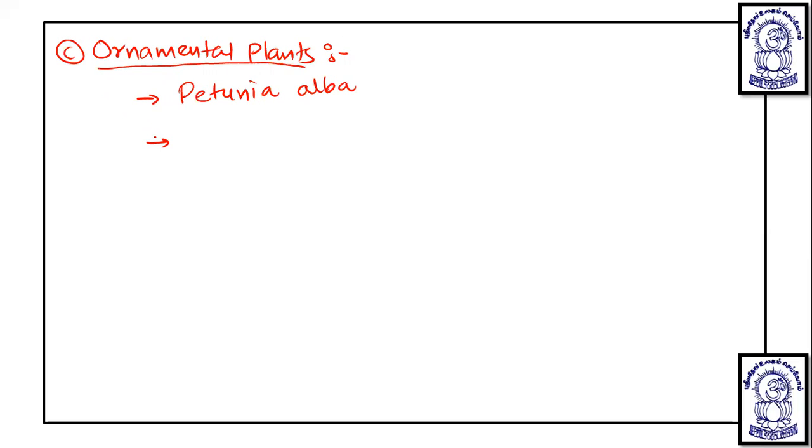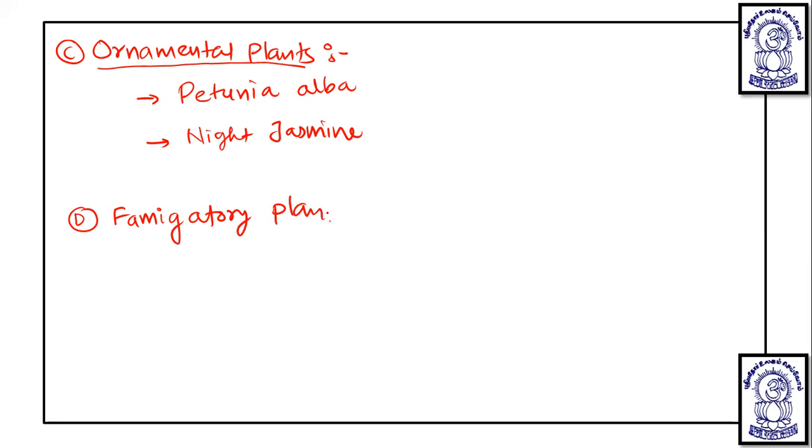Then the night jasmine also belongs to this family, no need to remember the scientific name. And the fumigatory plant also belongs to this Solanaceae family, and that is nothing but tobacco, which is also known as Nicotiana typica.